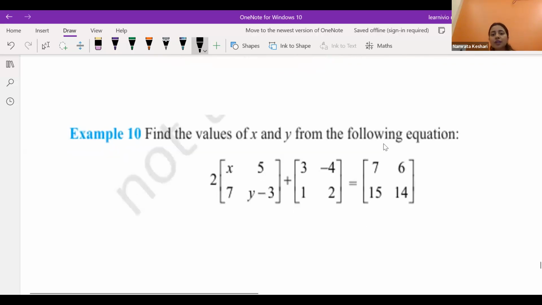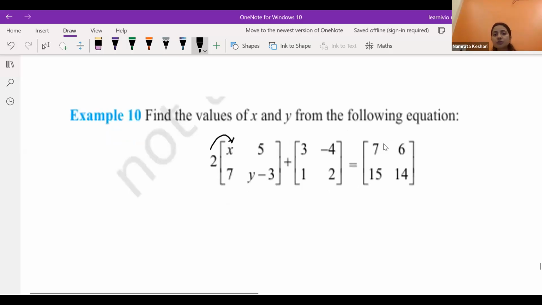Find the value of x and y from the given equation. Using the concept of equality of matrices, you can find the value of x and y, right? First you will do the scalar multiplication over here, then you will add it with the other given matrix, then you will compare a11 with a11 and a22 with a22, like that.